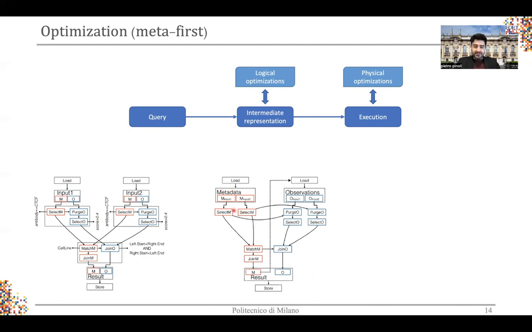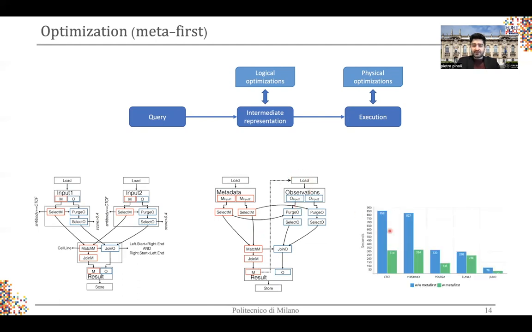Rearrange the graph of the query in such a way that the metadata are executed ahead of the region operation, and the result of the metadata query is used to pre-filter the region data. This allows us on several datasets to reduce the execution time. This is because usually metadata are much smaller than the region data.